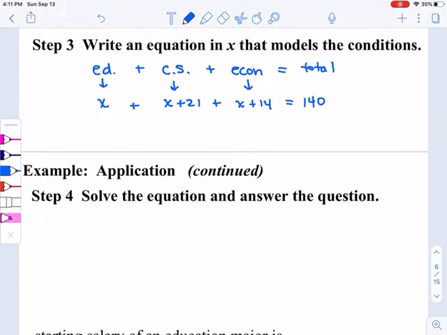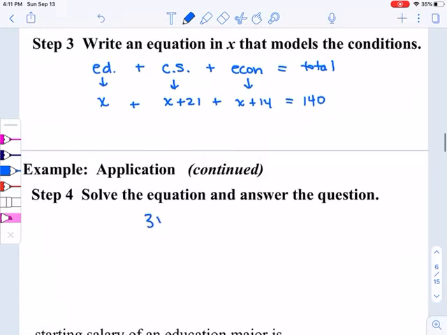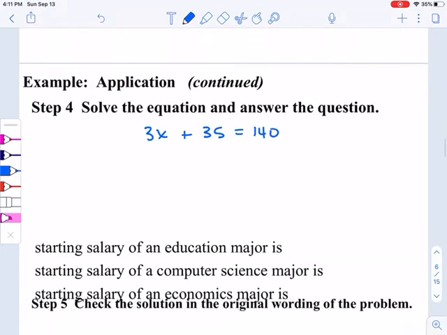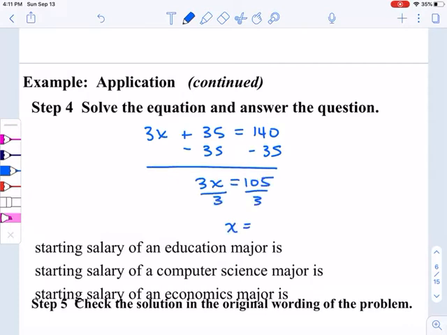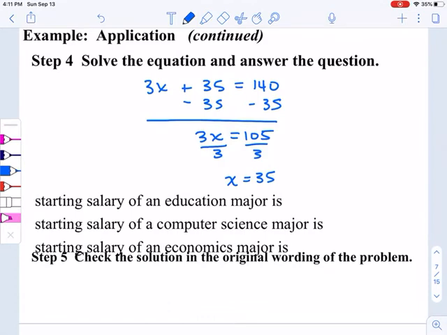So step 4 says to solve the equation and answer the question. So x plus x plus x, we end up with 3x. 21 and 14 is going to give us 35. That all equals 140, and so we can solve to figure out what x is. Subtracting 35, 3x is equal to 105. Dividing by 3, x is equal to 35. So that means the starting salary of an education major is $35,000.